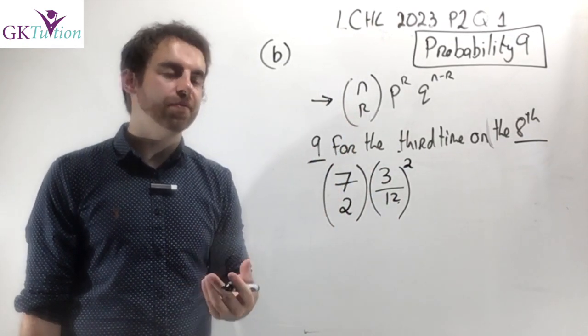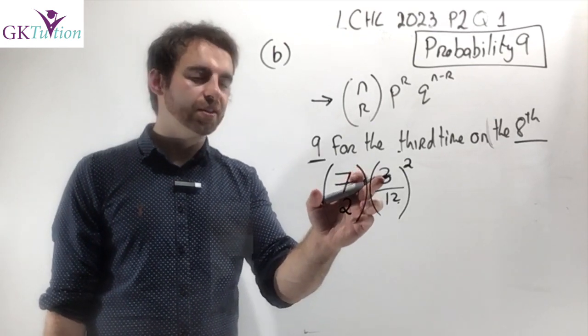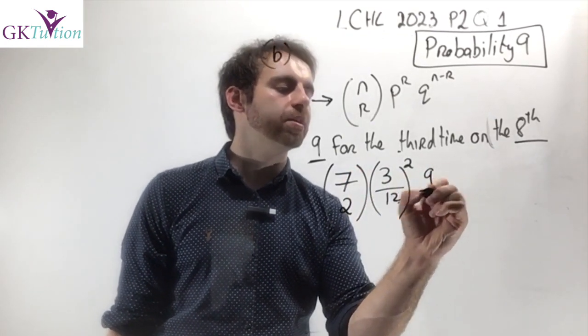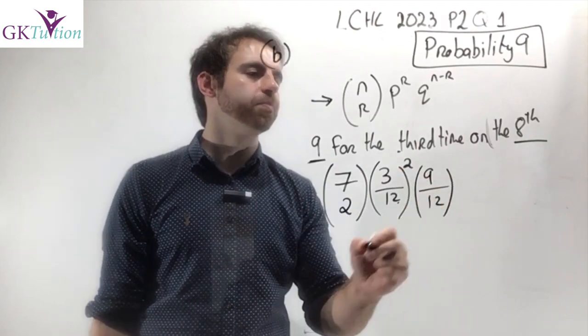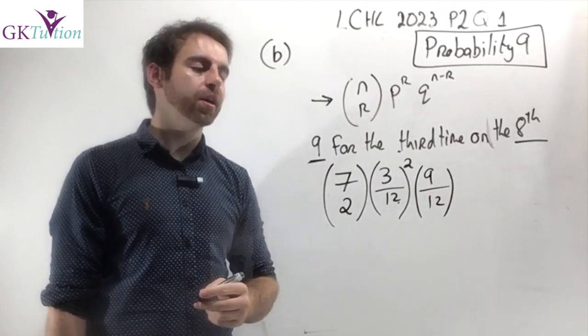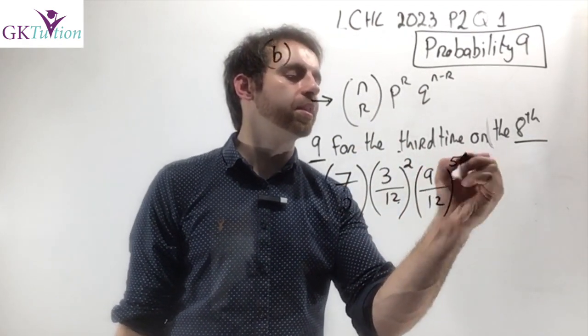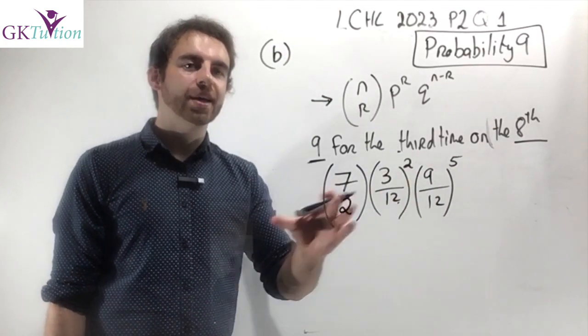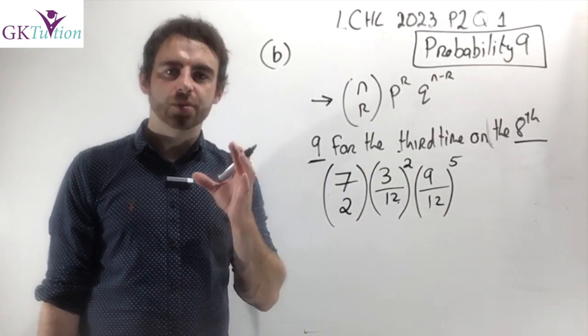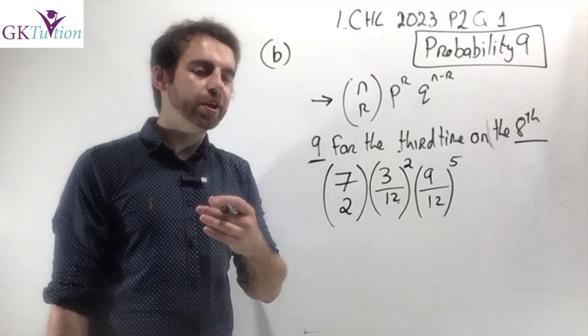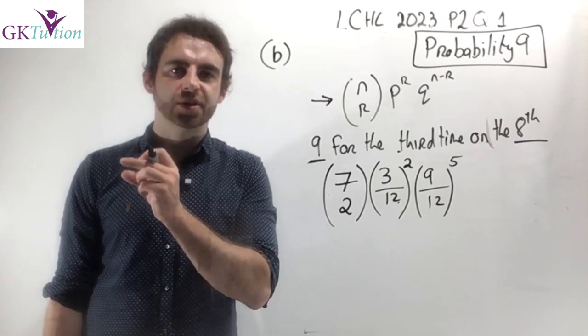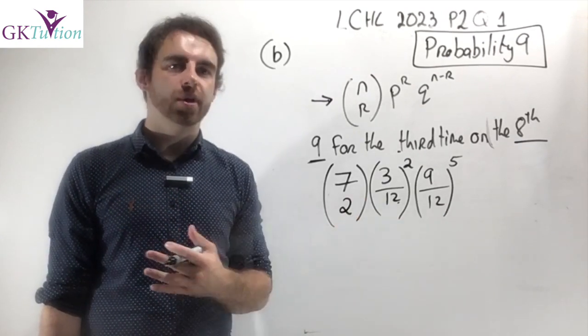Q is the probability of failure. And if the probability of success is 3 out of 12, then the probability of failure is 9 out of 12. And n minus r is 7 minus 2, which in this case is 5. So if you plug that into your calculator, that gives you the probability that Rowan gets two 9s in his first 7 trials, in any order whatsoever.